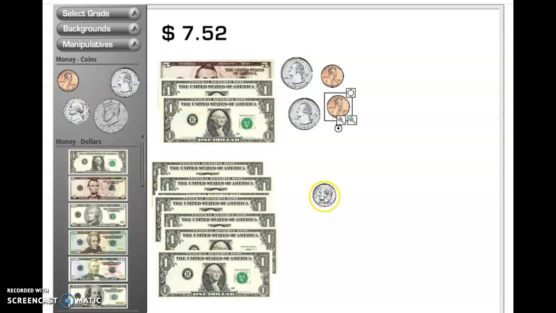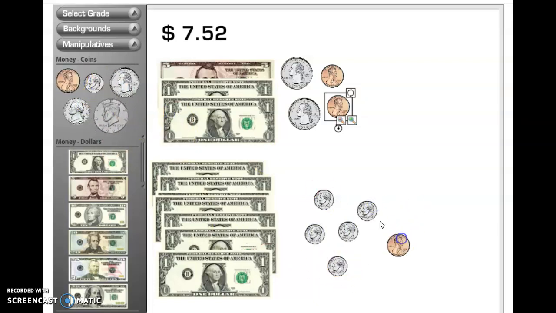And then your 52 cents could be 5 dimes and 2 pennies. So even though these look different, as a different number of bills and coins, it is still represented as the same amount of money.